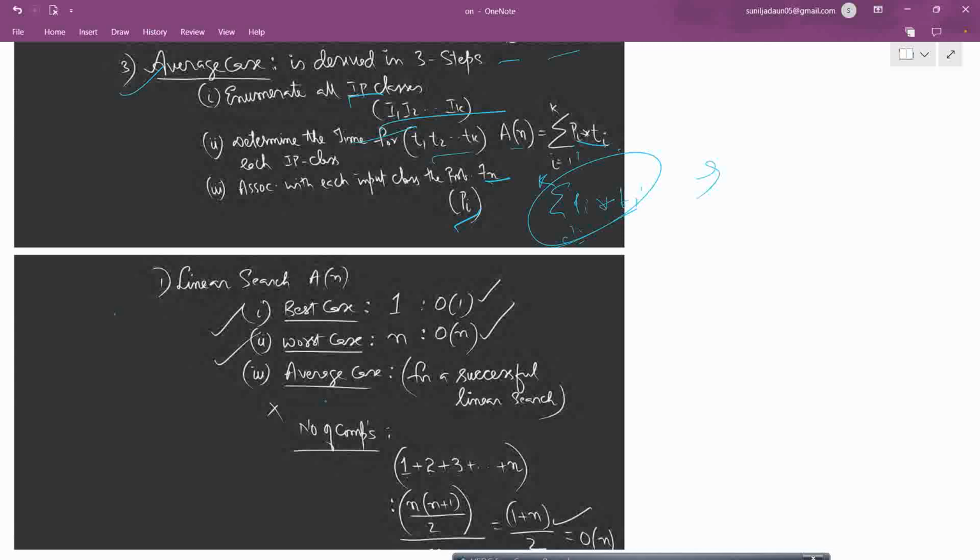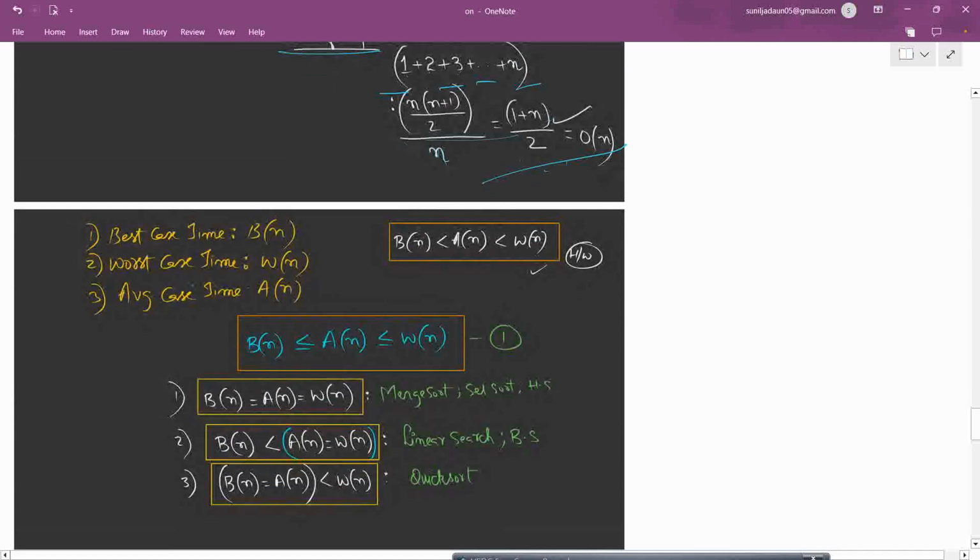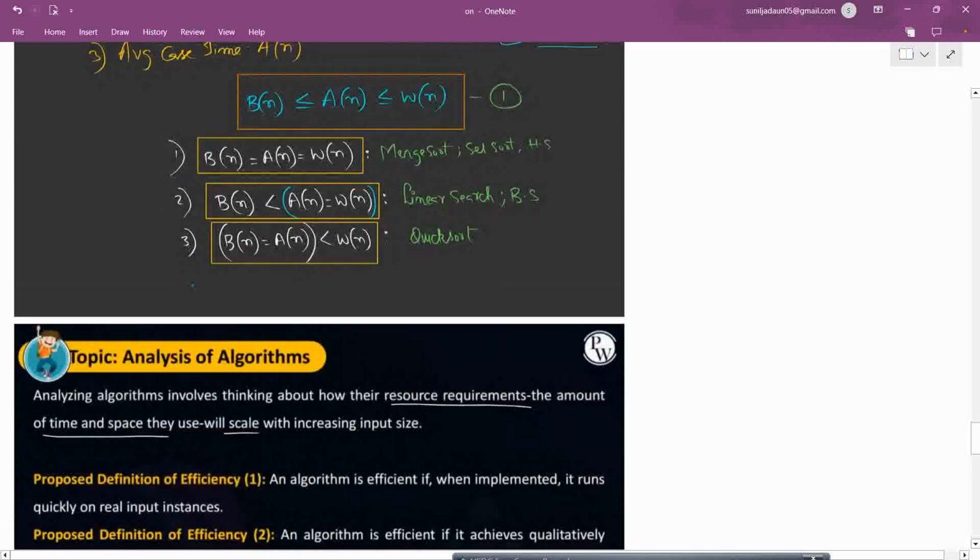This is the linear search: best case big O of 1, worst case order of n. Average case for a successful linear search: number of comparisons 1, 2, 3 up to n, so it is (n plus 1) by 2, which is 1 plus n by 2, big O of n. Best case is less than average case is less than worst case. Homework.